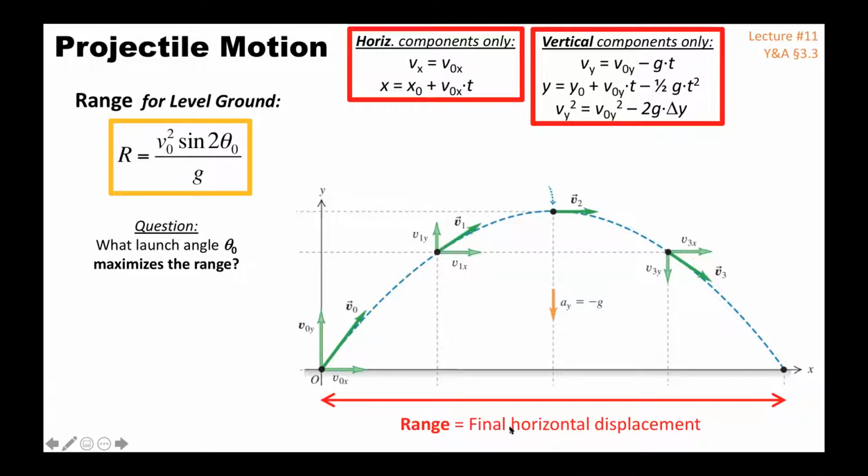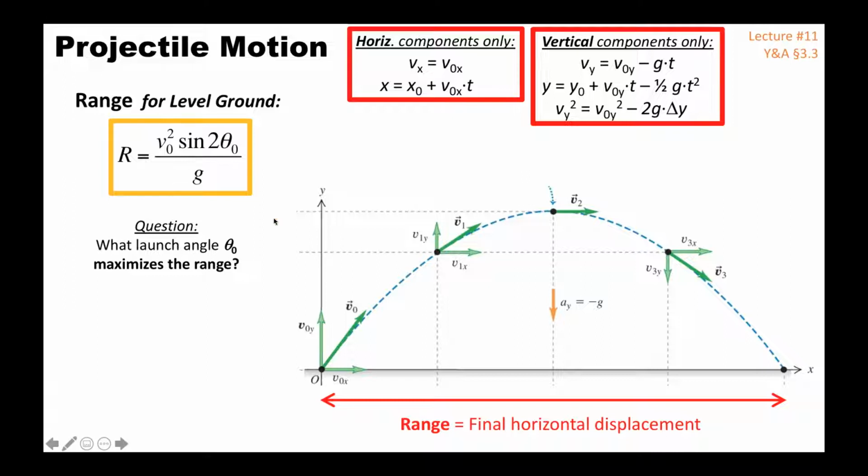It usually implies final, so when we ask what's the range of the projectile, it usually means from launch to landing. Although you could also just say, what is the range of the projectile at any moment along its path, in which case we simply mean the intermediate horizontal displacement. So sometimes in our textbook, you'll see it used that way as well. Okay, so range is a synonym for horizontal displacement.